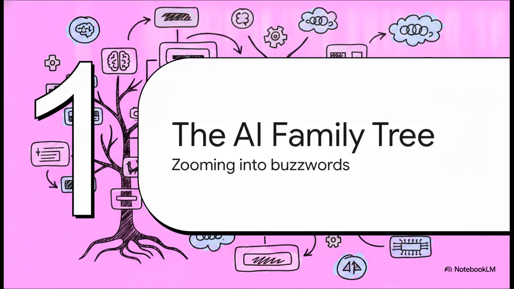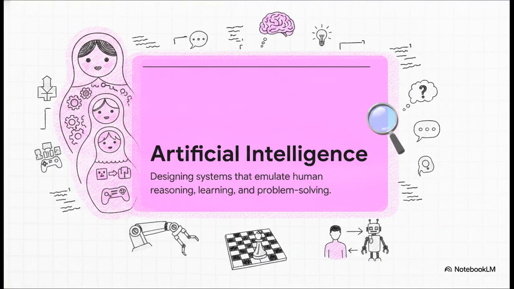All right, section 1, the AI family tree, zooming into the buzzwords. To start, think of artificial intelligence as our outermost Russian doll. It's the big umbrella that encompasses everything. We're talking from the basic non-player characters in your favorite old video games, all the way to the highly advanced chatbots we're using today. At its core, AI is just a set of techniques used to create machines capable of performing tasks that typically require human intelligence.